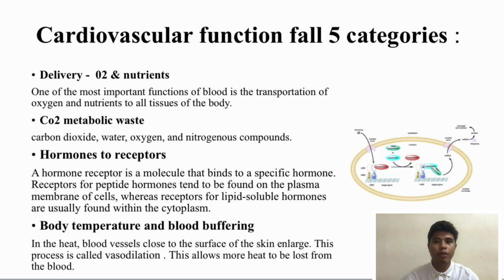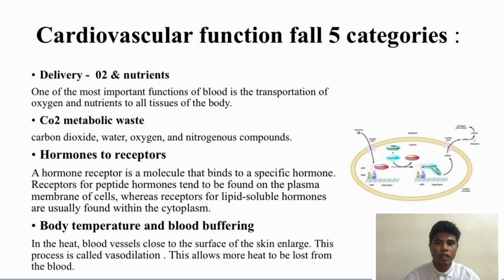Next, cardiovascular function in 5 categories. Number 1, nutrients. One of the important functions of the blood is the transportation of oxygen and nutrients to all tissues of the body. Number 2, metabolic waste: carbon dioxide, water, oxygen and nitrogen compounds. Number 3, hormone to receptor.